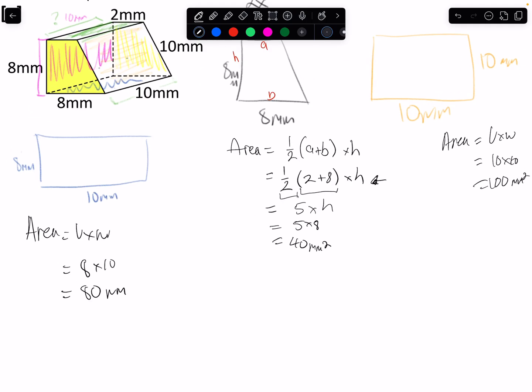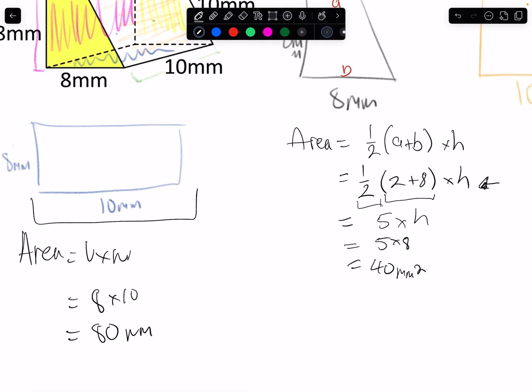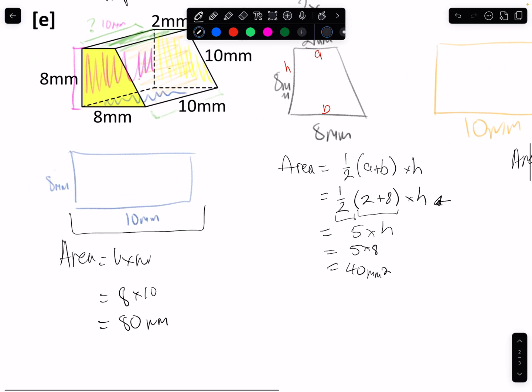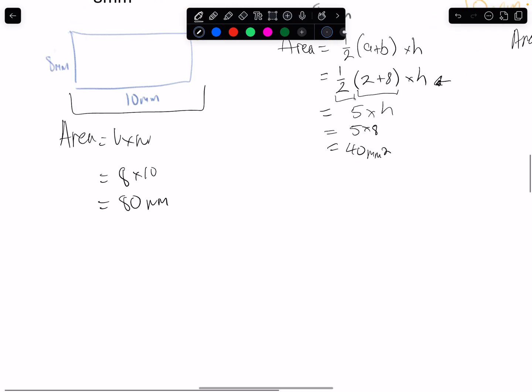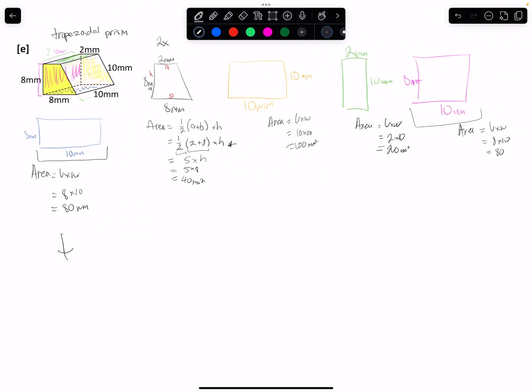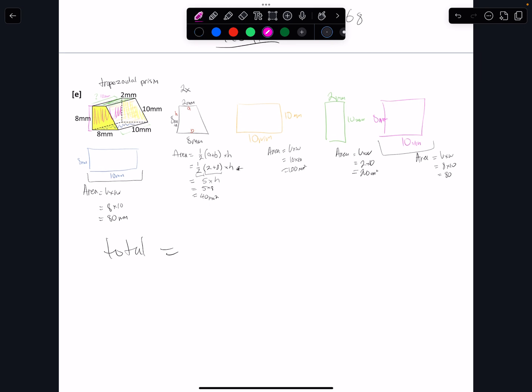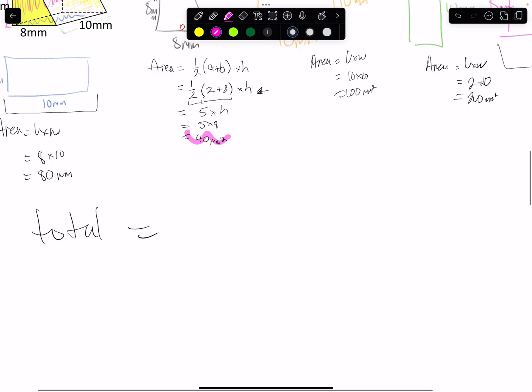Would you look at that? This face is the same as this face. I just did not notice it straight away because generally opposite faces are equal, and because they weren't opposite to each other, I just assumed they weren't going to be, even though they are. Anyway, let's find our total. So our total is equal to, now remember, we have two of these faces. We only have one of everything else.